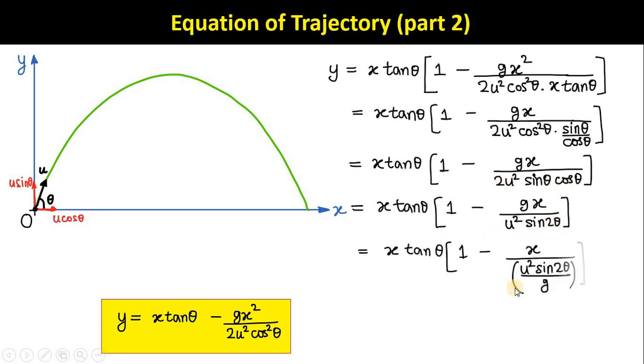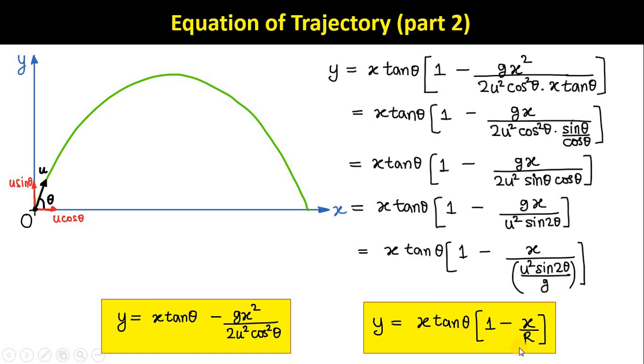Finally, in the last step, let us take this g from the numerator and bring it below, so we get u square sin 2 theta in the denominator. And if you recall, u square sin 2 theta by g is the formula for the horizontal range. Therefore, replacing it with the horizontal range R, we get a nice looking formula: y is equal to x tan theta in the bracket 1 minus x by R. This is another very useful formula for the equation of trajectory, so I'm calling it part 2. These are the two different formulae for the equation of trajectory. In some questions, the first formula will be useful. In some questions, the second formula will be useful.